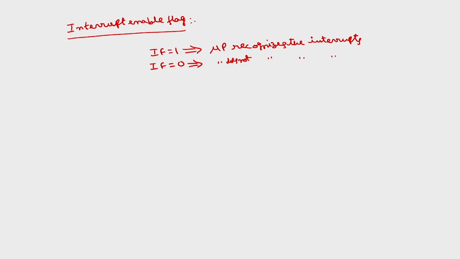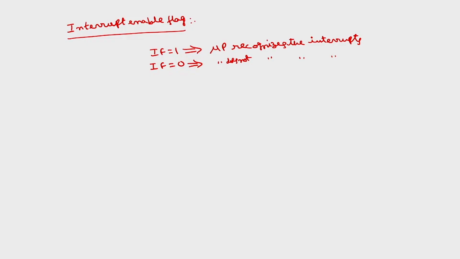So, even if an external device wants to interrupt the microprocessor, that is not possible if interrupt enable flag is 0. Normally this interrupt enable flag will be reset if the microprocessor wants to perform any emergency operation, so that the external device will not disturb the microprocessor. If interrupt enable flag is 1, then microprocessor recognizes the interrupts. There are different types of interrupts in 8086 that we will discuss later.